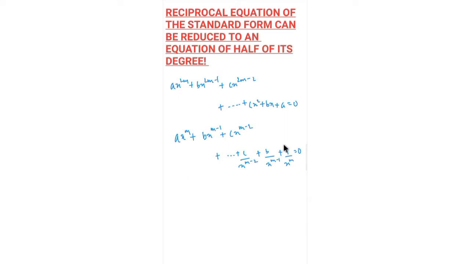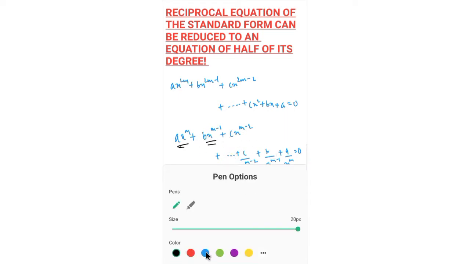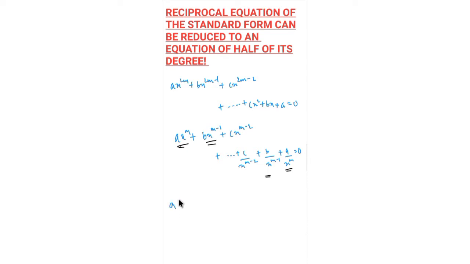Now you have a times x^m here and a by x^m here, b times x^(m-1) and b by x^(m-1), the same degree of x, but in the denominator here and the numerator there. So you can take things common and solve further. You can write it this way: a(x^m + 1/x^m) + b(x^(m-1) + 1/x^(m-1)) + c(x^(m-2) + 1/x^(m-2)) + and so on.